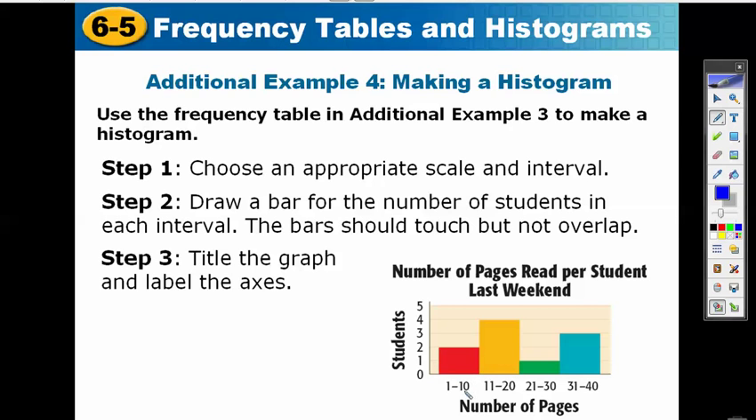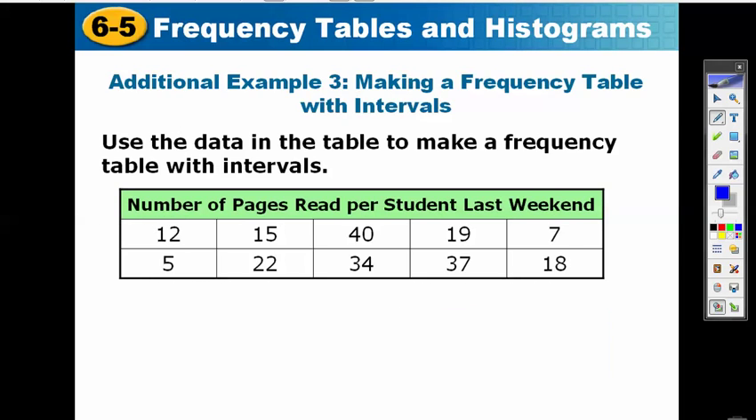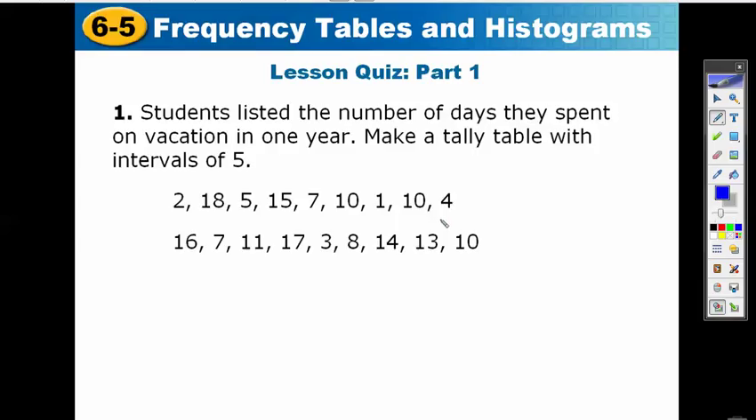And so this is how many students read from 1 to 10 pages: 2 students. 4 students read from 11 to 20. 1 student read from 21 to 30. And 3 students read from 31 to 40. You can see that all of the bars are touching, and that down here we have these in categories. So that's what we're going to make today. But before we do that, we have to learn about what a frequency table is. So let's talk about that first.